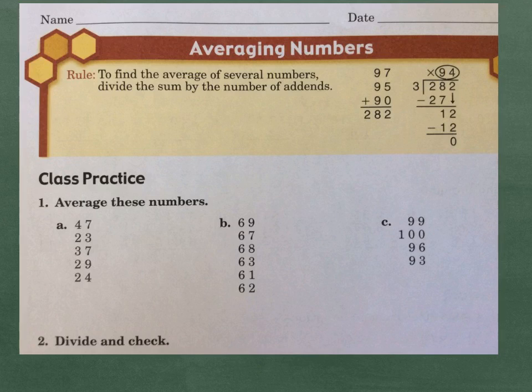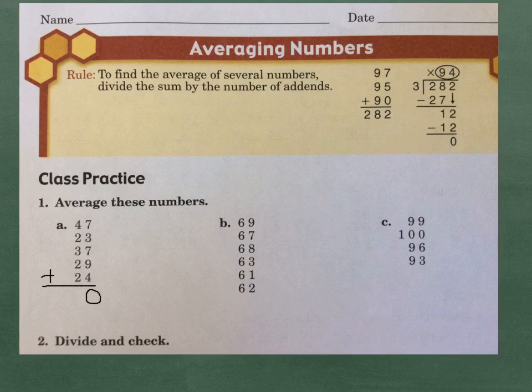Averaging numbers. To average this, just like we did earlier, we're going to add up the numbers we have here. We have 5 numbers right here, and we need to add them up. So I'm just going to draw a little line there and a plus sign. 7 plus 3 is 10. Plus 7 more would be 17. Plus 9 more would be 26. Plus 4 more would be 30.